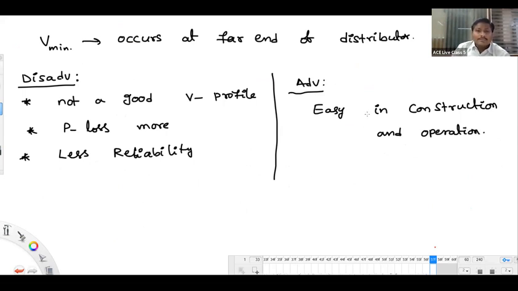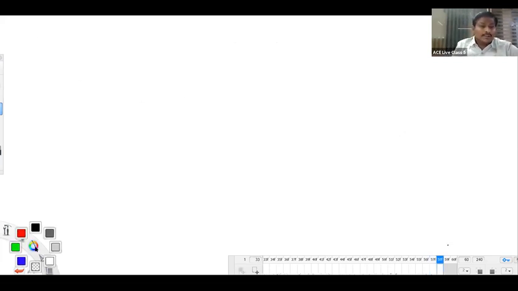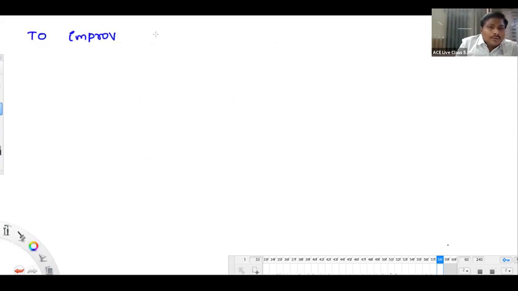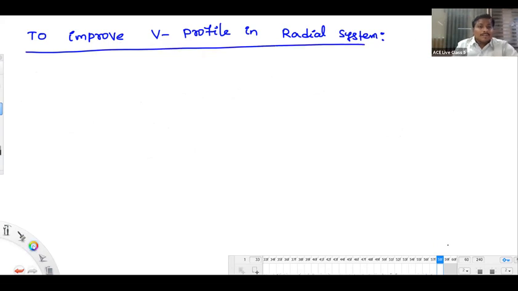Okay. Next. How to improve the voltage profile for this radial system? That's the question. What are the various steps we have to take to improve the voltage profile in the radial system? Tell me please.